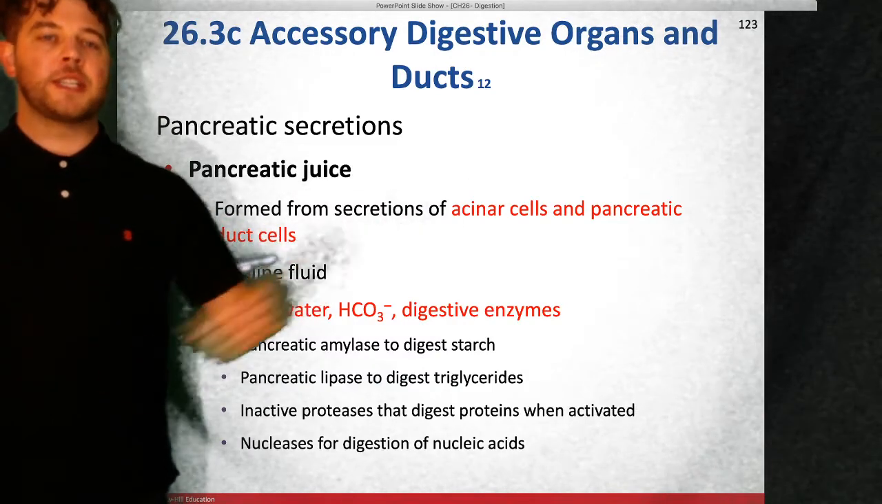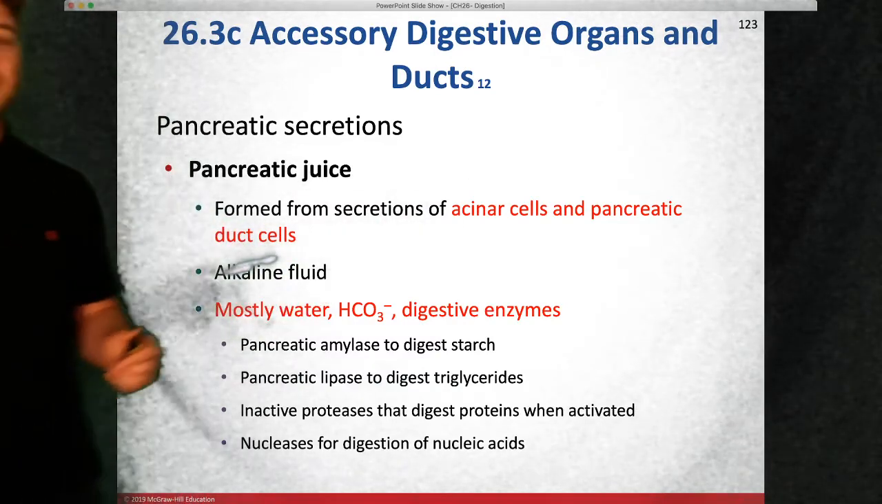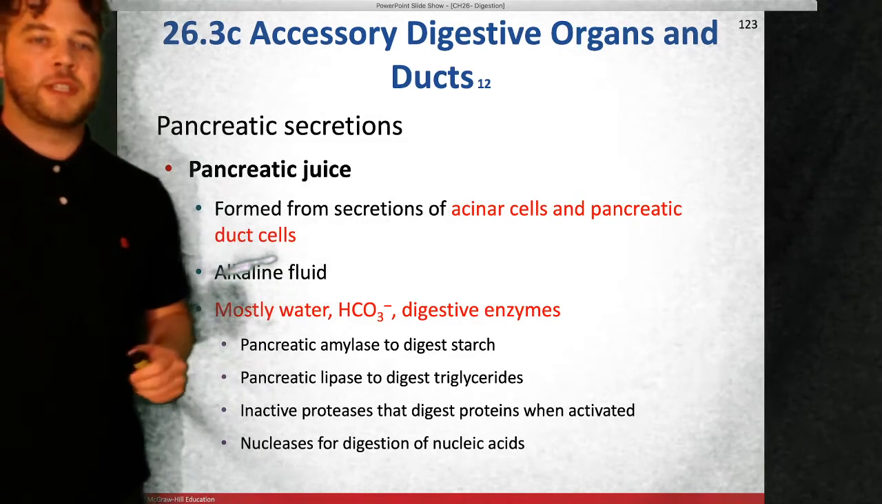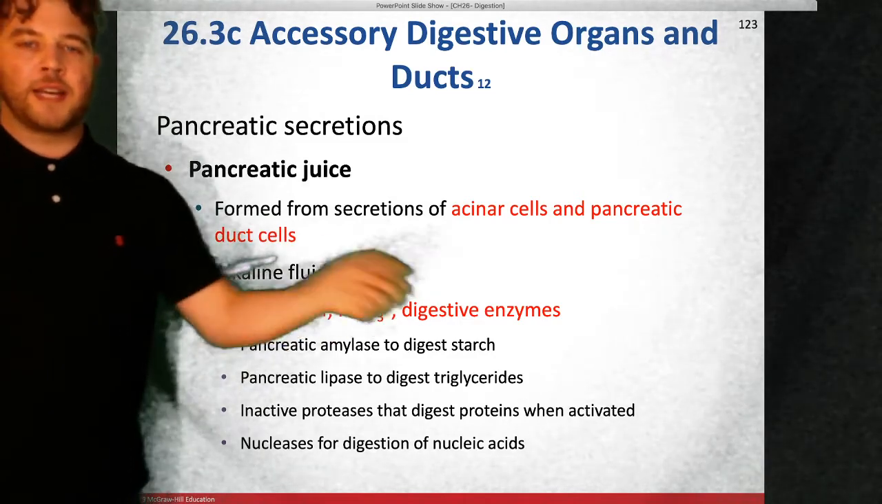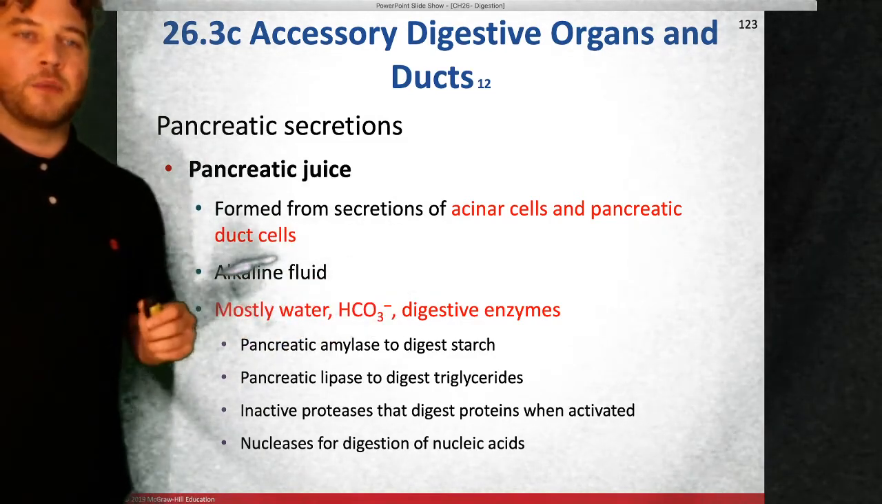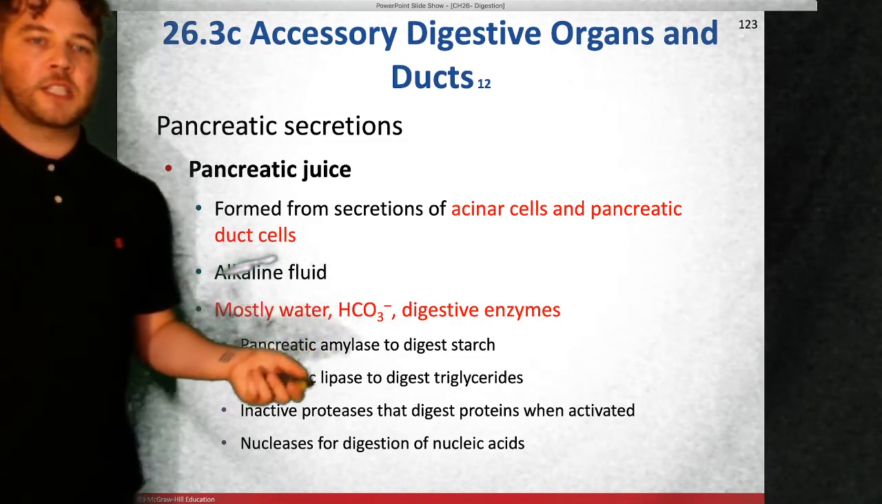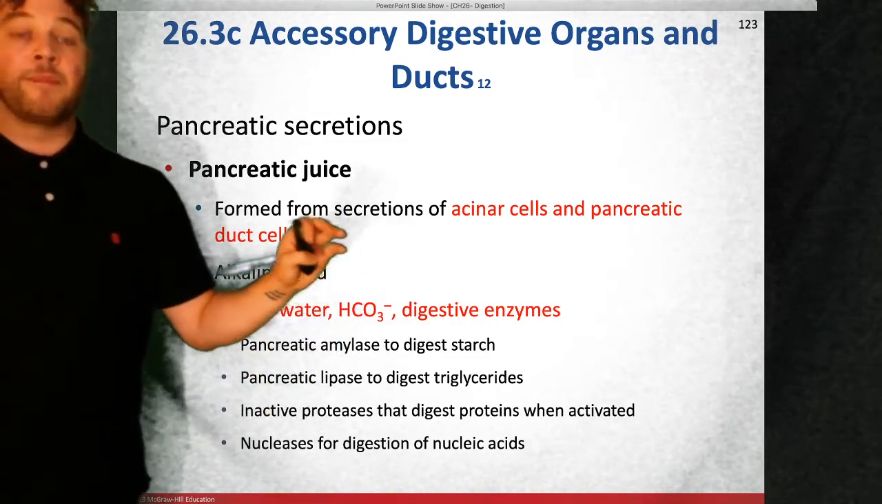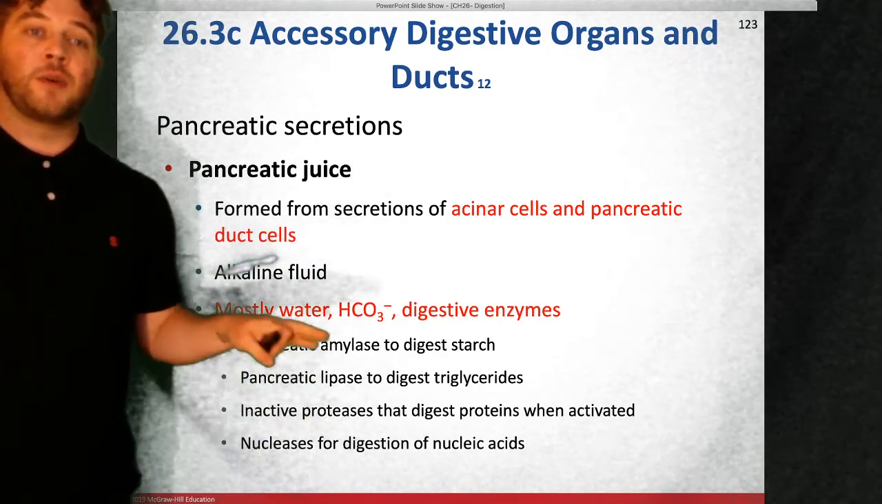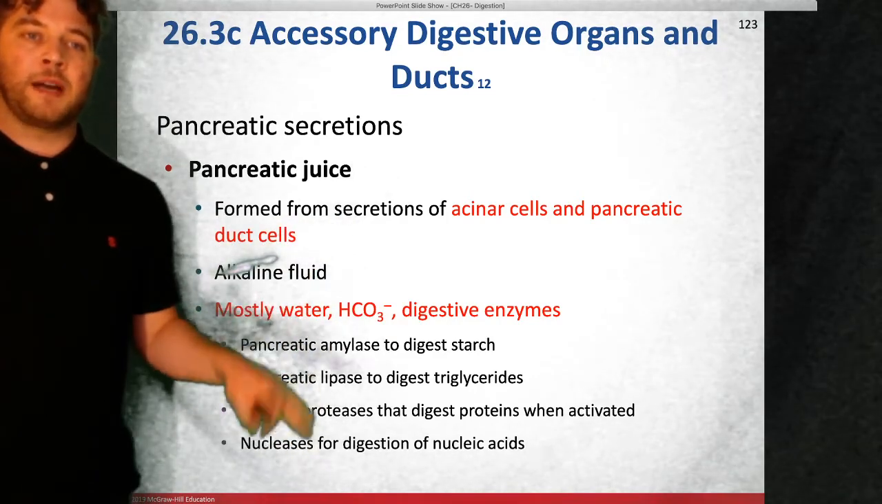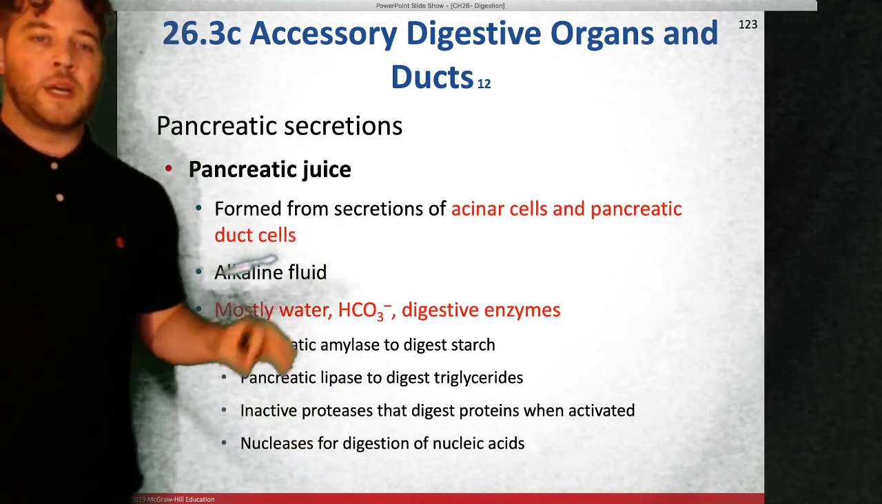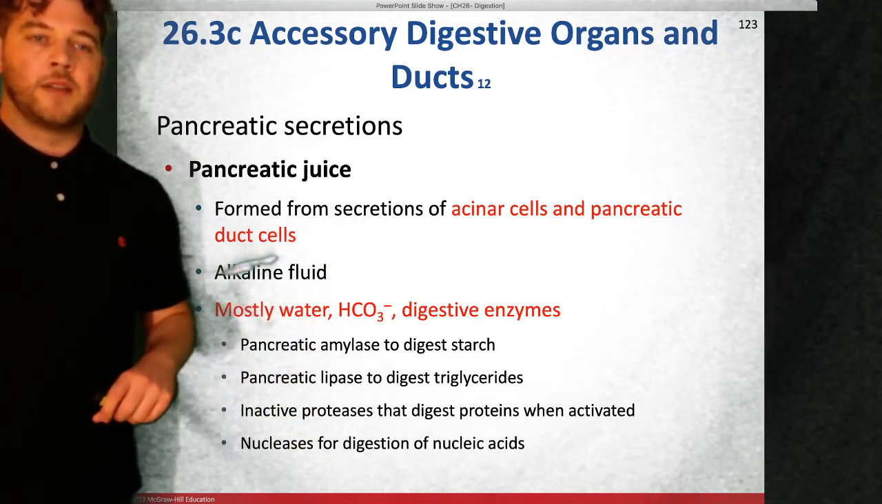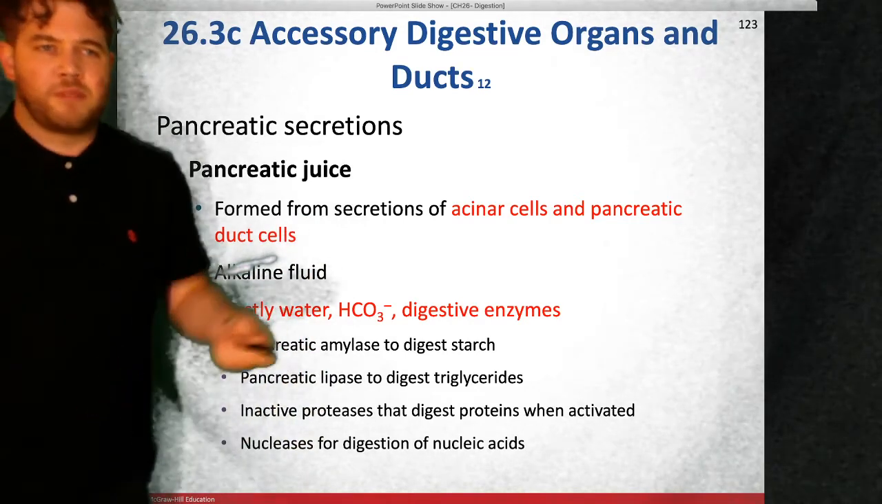The pancreatic juice is from acinar cells and pancreatic duct cells. It has alkaline fluid, mostly water, bicarb, and digestive enzymes. We've gone over these: amylase, lipase, inactive proteases, and nucleases. You should know the state that they're released in. So are these going to be active or inactive when they're released? You should know what they're digesting. Yeah, that's pretty much what it is.